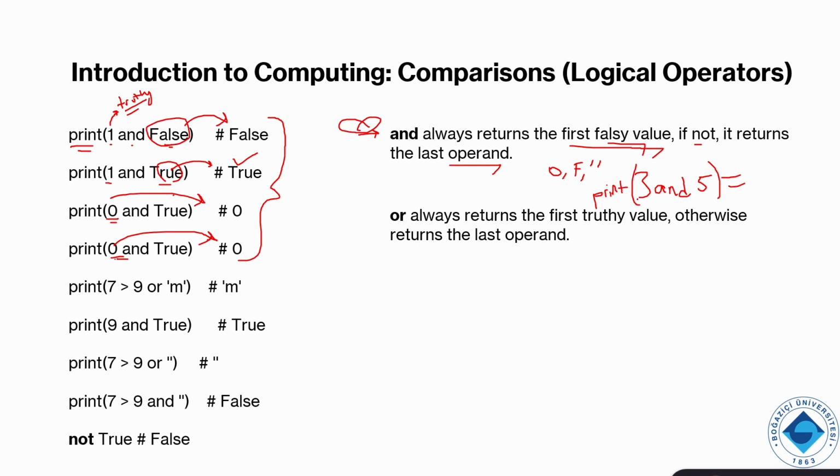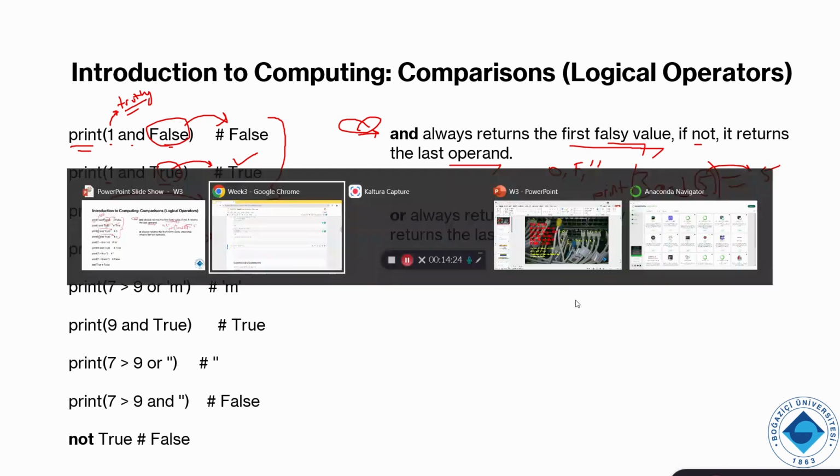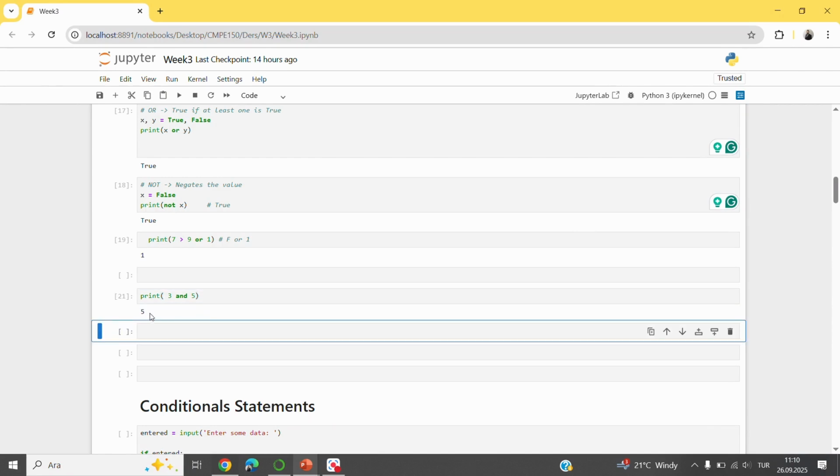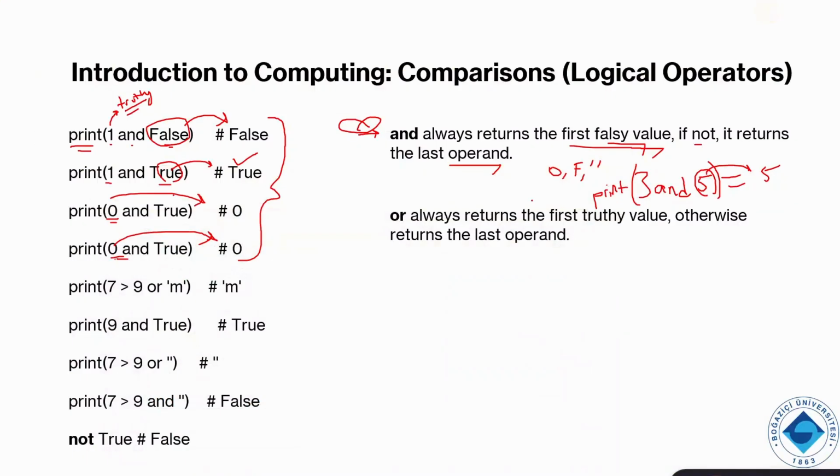So there is no false value here, right? So it will return the last value, 5. Let's check together. If I write here 3 and 5, it is supposed to return 5. I think now it's clear. And once we come to or, it always returns the first truth value. Otherwise, it returns the last operand.